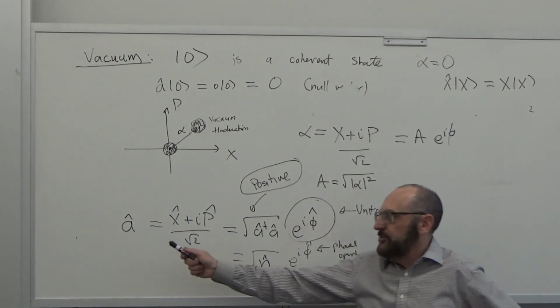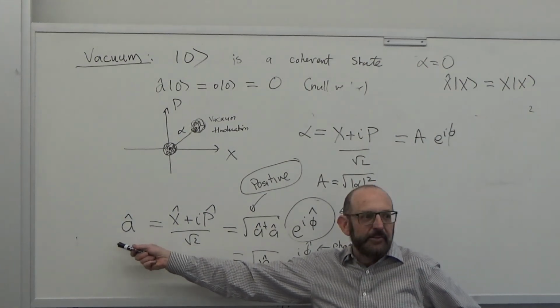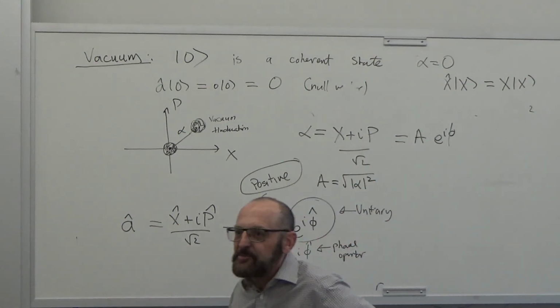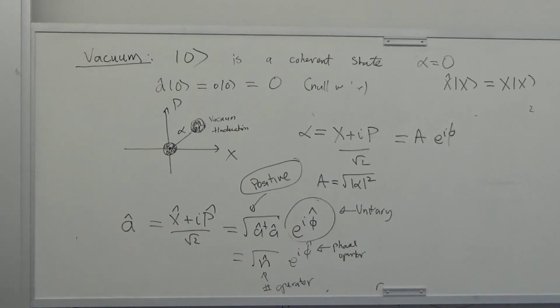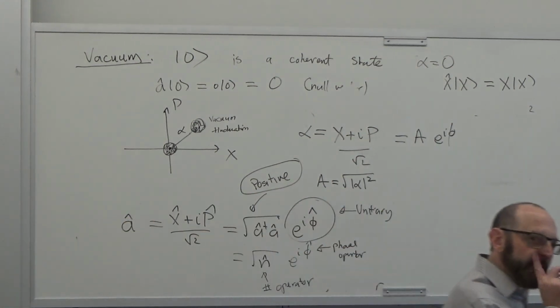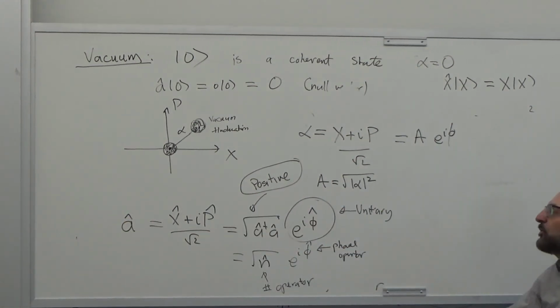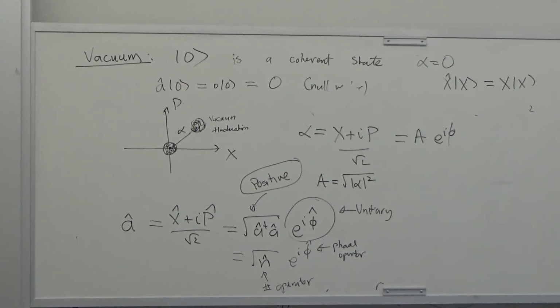But this ain't no matrix, because I live in infinite dimensions, and sometimes infinity matters. And so let's see why. And there's some subtleties then about what we mean by the phase operator in quantum mechanics, and why there ain't no phase operator. So let's just quickly say that, and we'll finish this up next time.